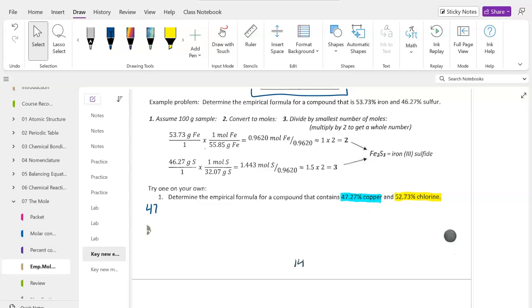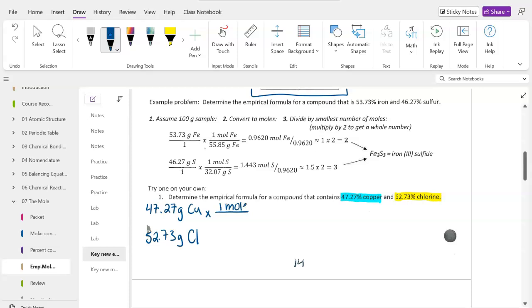So really we have 47.27 grams of copper, and we have 52.73 grams of chlorine. Once we've established how many grams of each element we have, step number 2 says we need to convert to moles. I'm going to convert to moles by multiplying by 1 mole of copper over its molar mass. When you look on the periodic table, copper weighs 63.55 grams.